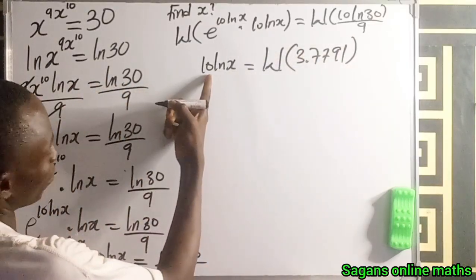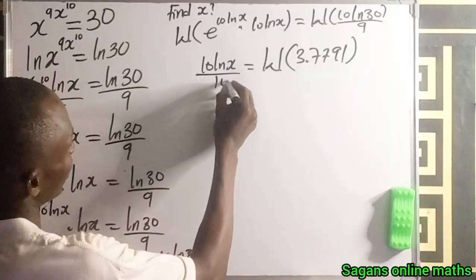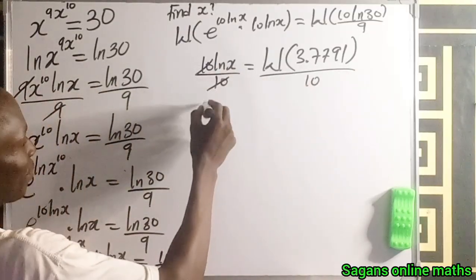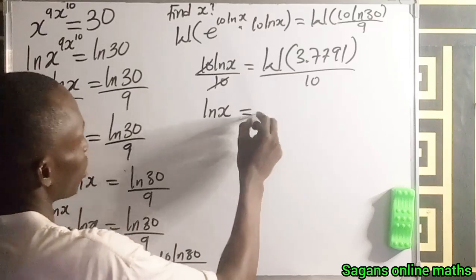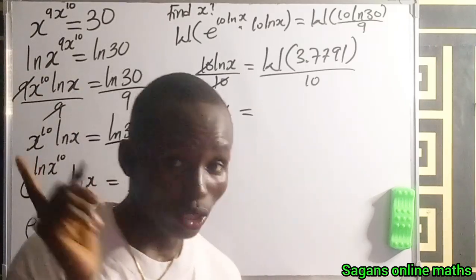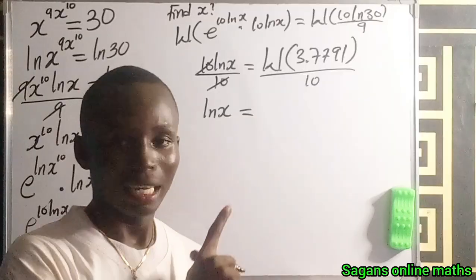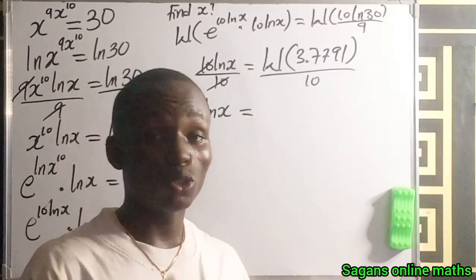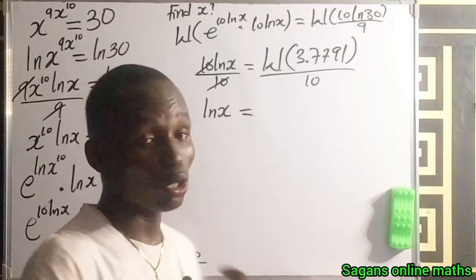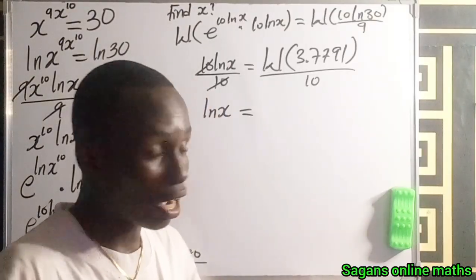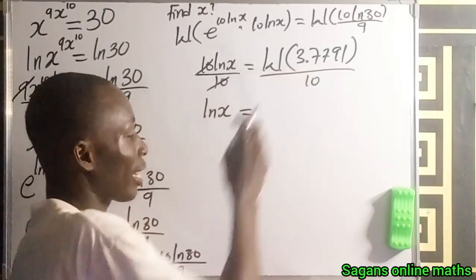So let me divide both sides by 10. If I divide here by 10, I divide all here by 10, right? This 10 will cancel out this and leave ln x equal to. Now remember this, I always say this in my videos. Not all calculators have this operation, which is Lambert W. Even this scientific calculator cannot do this. So whenever I want to do a video like this, I always go on a site to know the values of those Lambert W function outcomes.